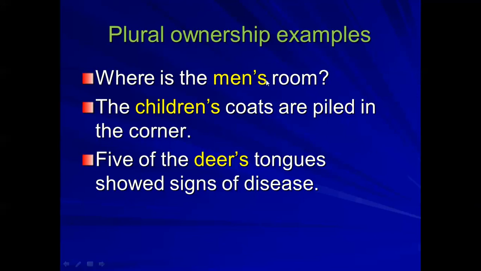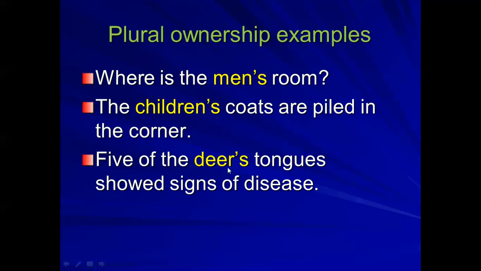Children, that's also the plural form of child. The children's coats are piled in the corner, so you write children, you add apostrophe S. And then there are some weird words that operate as singular or plural. So deer: you can have 1 deer, or you can have 5 deer. But in either case, you're going to write deer and then apostrophe S. 5 of the deer's tongues showed signs of the disease.